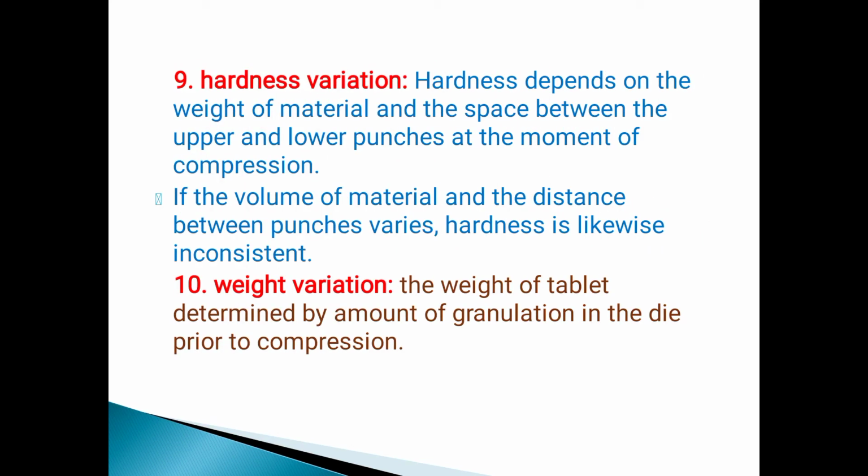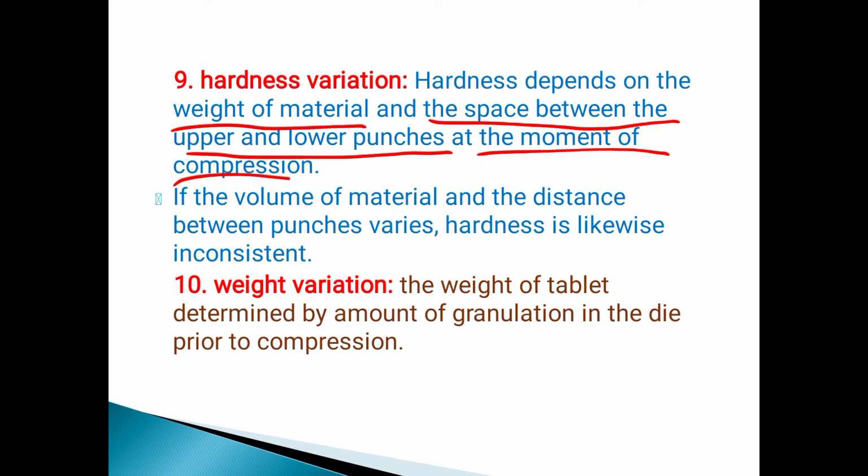And the next one is hardness variation. The hardness of the tablet depends on the weight of material and the space between the upper and lower punches at the moment of compression. If the volume of material and the distance between punches vary, hardness is likewise inconsistent.